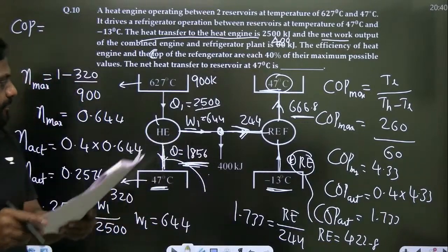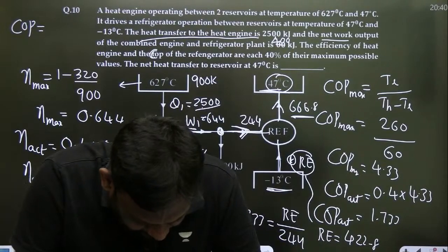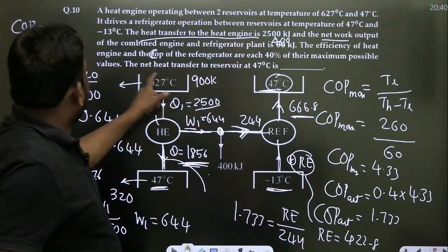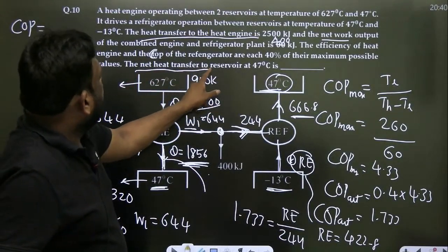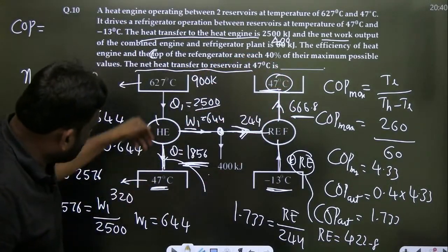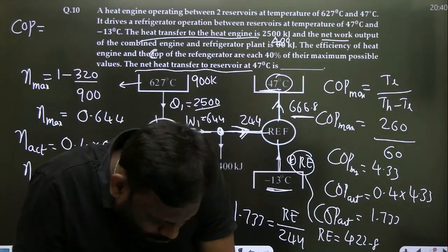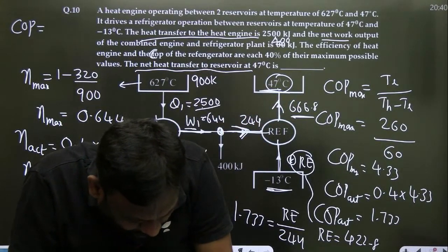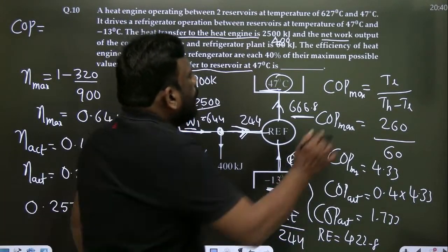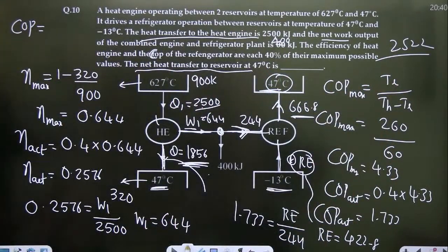Did not get it, friends. Did not get it, friends. Someone must have got it, sir. What is happening, sir? He is asking what is the net, meaning total, heat transfer to the reservoir at 47. This is 47 to 666. This is 47 to 1856. 1856 plus 666, how much is coming, sir? 2522 is the right answer. 2522 or something like this. 2522 is the right answer. Good question, sir. I don't say extraordinary, but a good question.